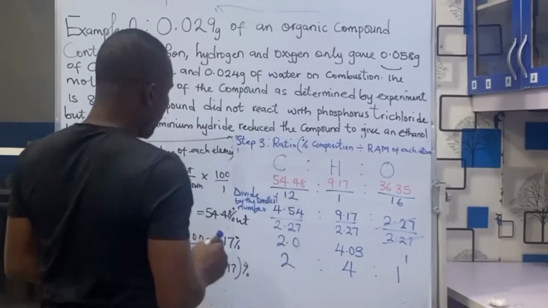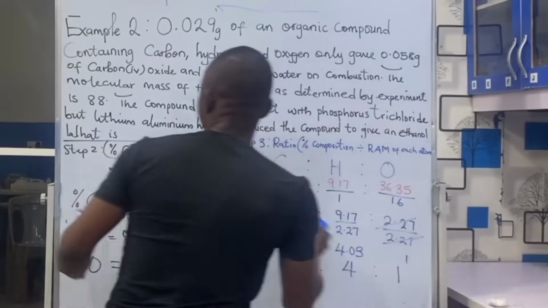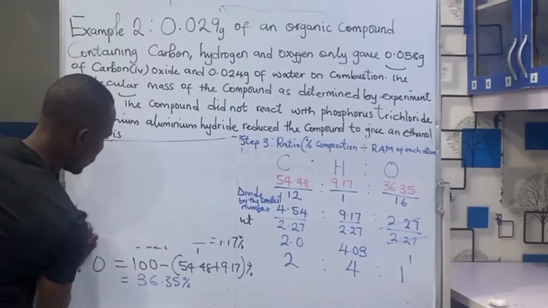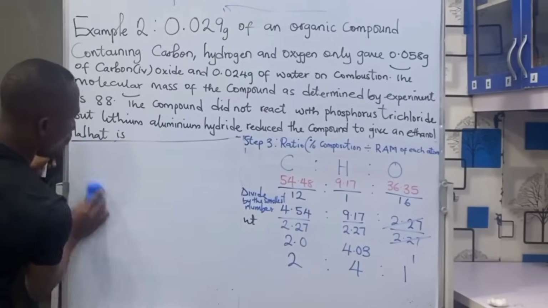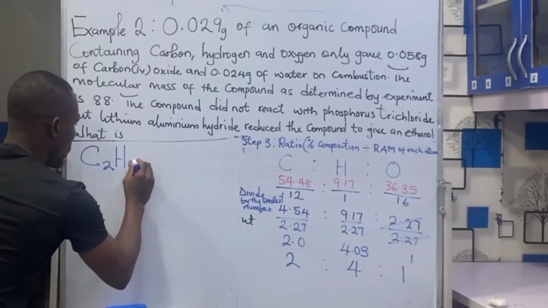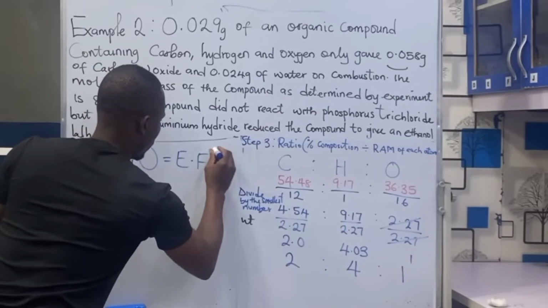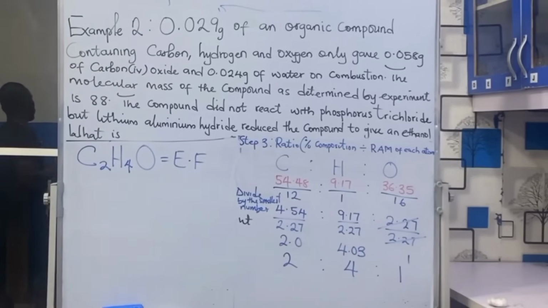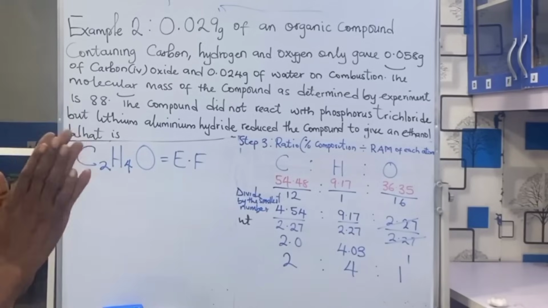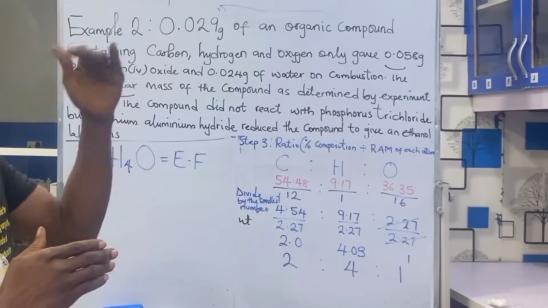So our empirical formula, which will answer our question B, our empirical formula, will be C2H4O. This is equal to E.F. The next step is to move to the molecular formula, question number C. Like I said, one step at a time.